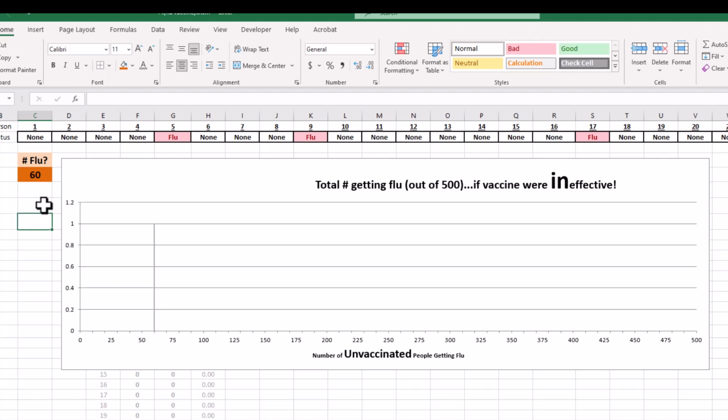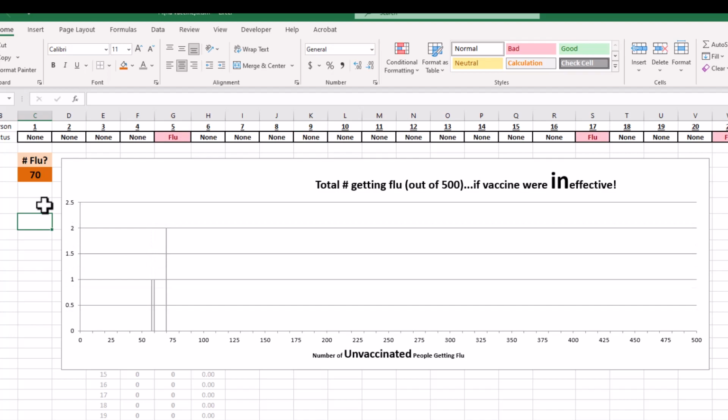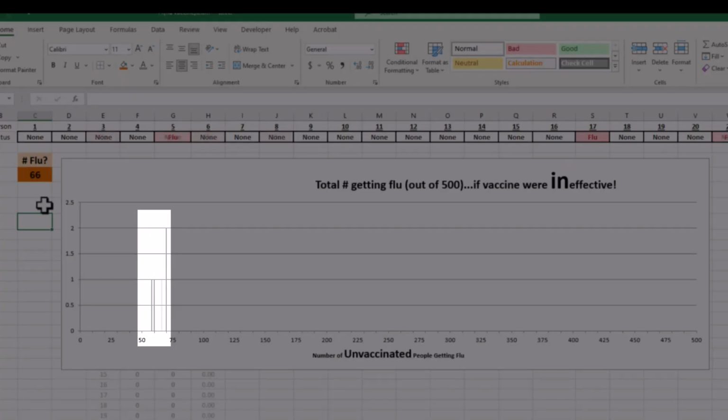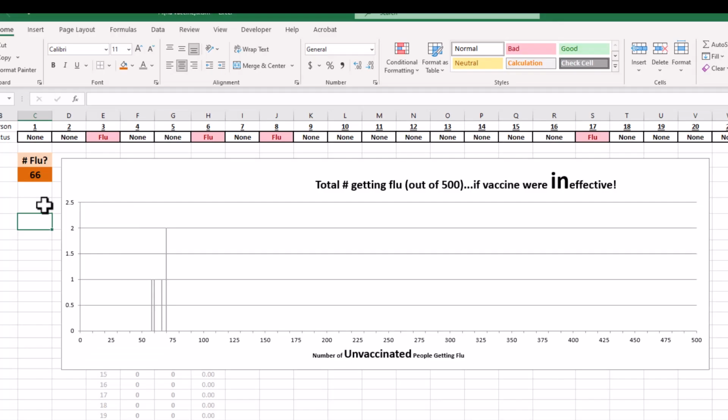Okay, let's sample 500 more. So I'm going to roll that die 500 more times. All right, that time 58 people got the flu. So you can see that second bar just popped up on the graph. Let's do them again. Okay, that time 70 people got the flu. That time 70 again. So you're seeing the graph is starting to build itself. That time 66, 66 again, 53.